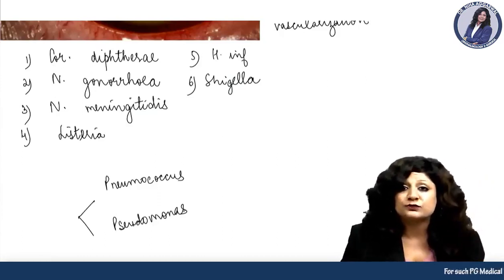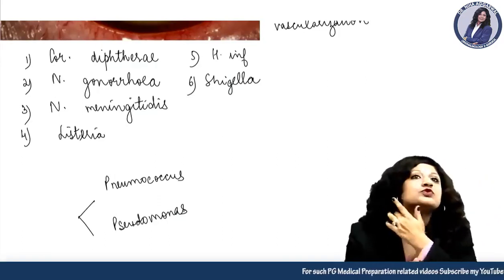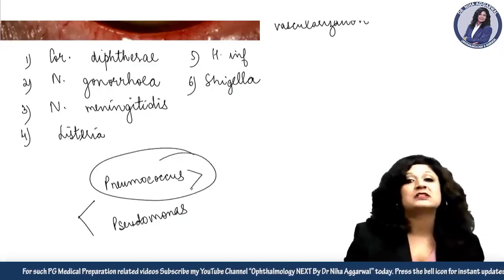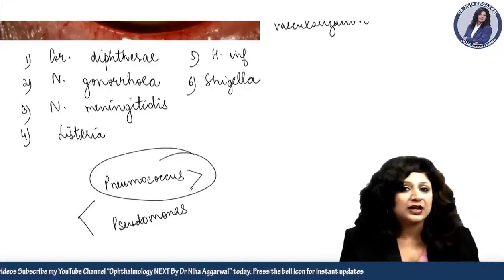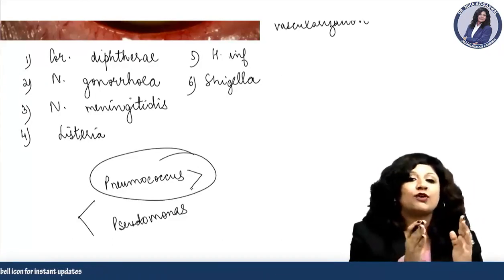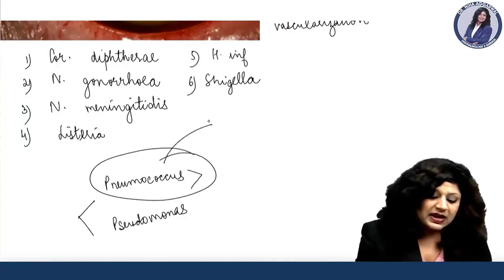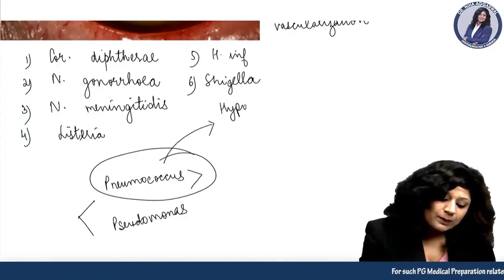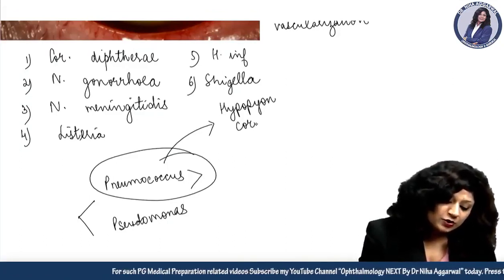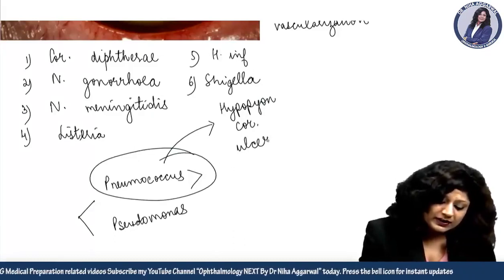Now which one to choose from? If both are given and you have to choose only one, then go with the pneumococcus. It is more dangerous in comparison to the pseudomonas. It is so dangerous. Hypopyon is such a prominent feature of this pneumococcus that this ulcer is also called the hypopyon corneal ulcer.